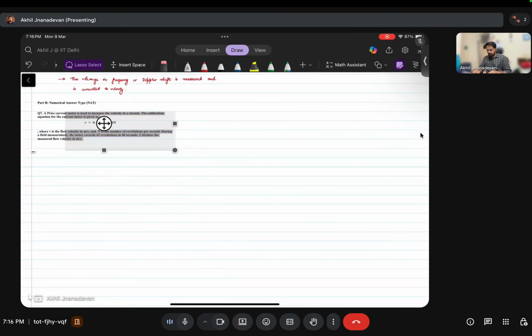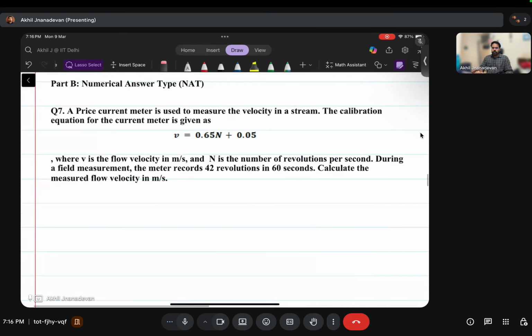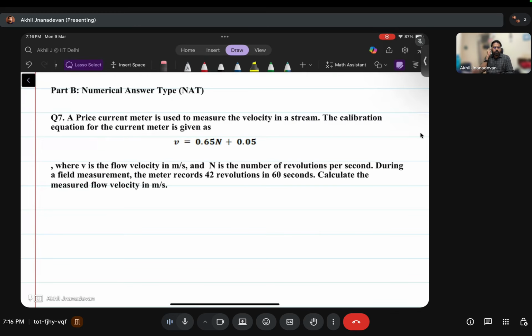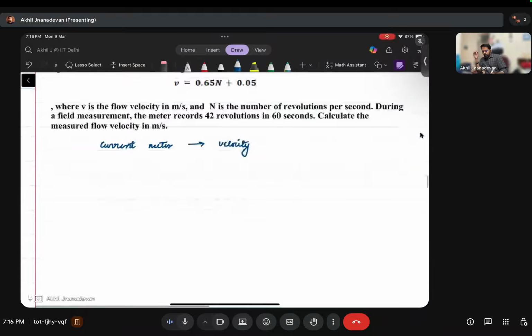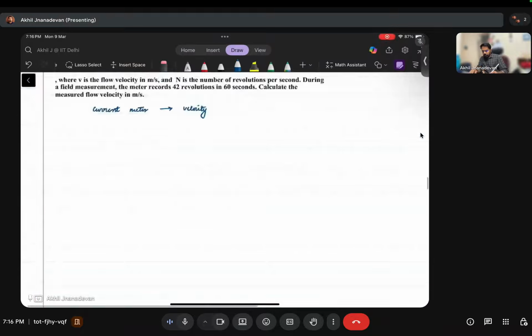So the first question is related to the current meter. We have already seen what a current meter is in the previous lectures, and we know it is used to measure velocity, right? So the current meter will measure velocity. Basically, what do the components of a current meter look like?